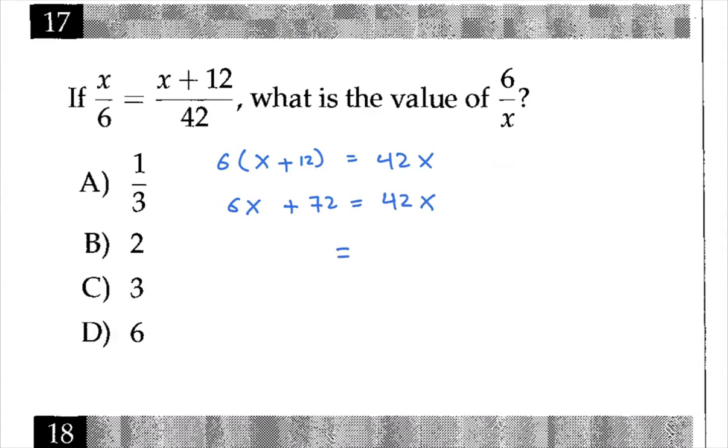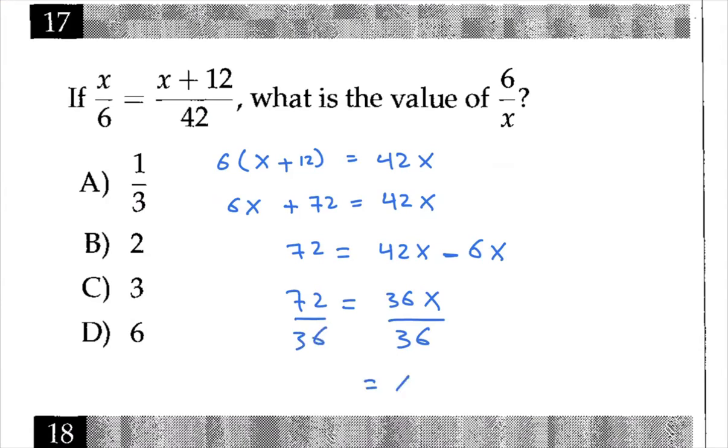Shift x's together. Here we have 42x. If you shift 6x, it will be negative 6x. And here we have 72. 42 minus 6 is 36x. All of this equals 72. Divide both sides by 36, so x equals how much? 72 divided by 36 is 2. So the value of x equals 2.